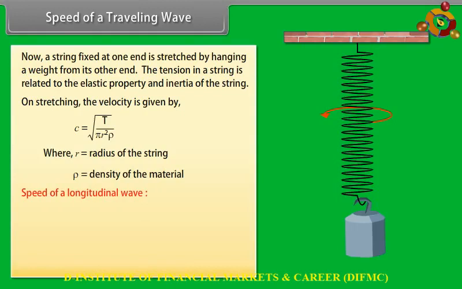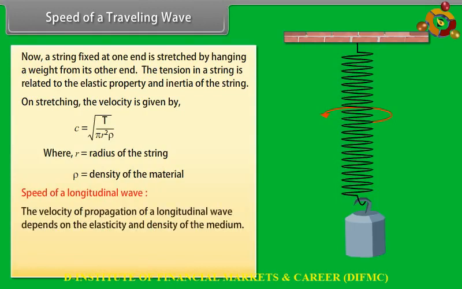Speed of a longitudinal wave. The velocity of propagation of a longitudinal wave depends on the elasticity and density of the medium. Wave velocity is equal to under root elastic modulus upon density.